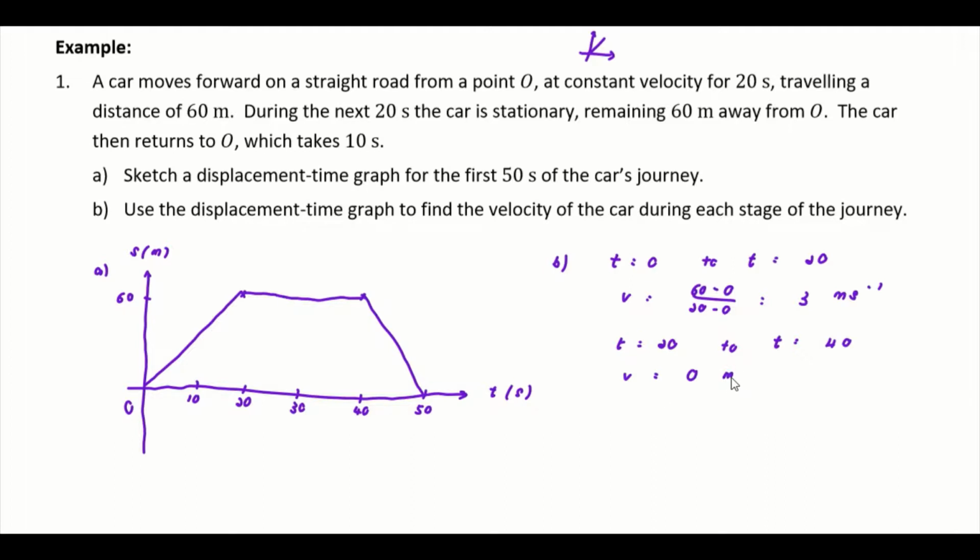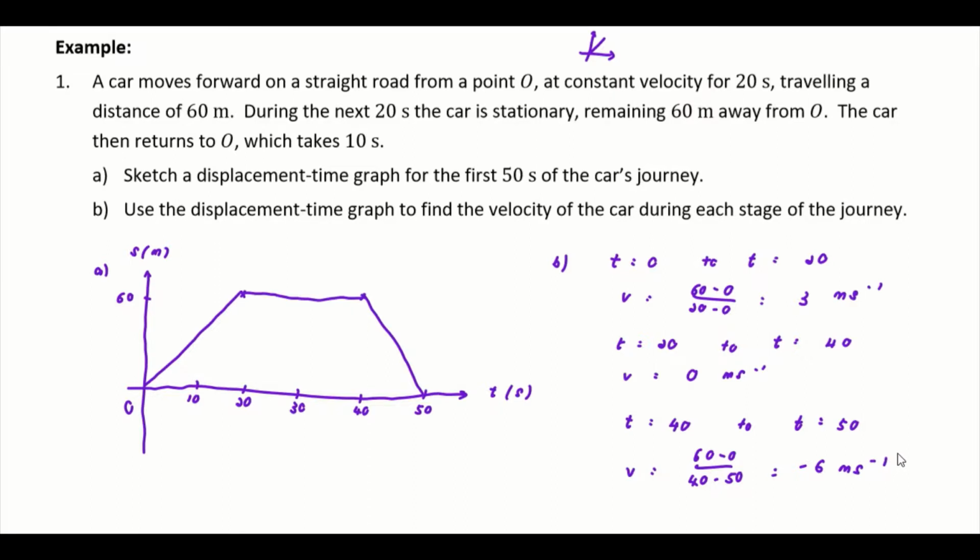as well. Then for the last stage, t equals 40 to t equals 50. Okay, this one, same thing. We need to calculate the gradient, and don't forget that you need to have your negative, right? So V will be equal to 60 minus 0 over 40 minus 50. Okay, and that will give us the answer of negative 6 meters per second. Alright, so that's the part for number one.